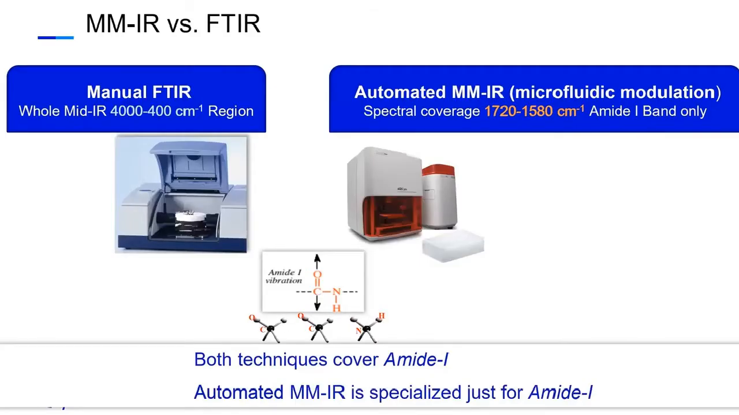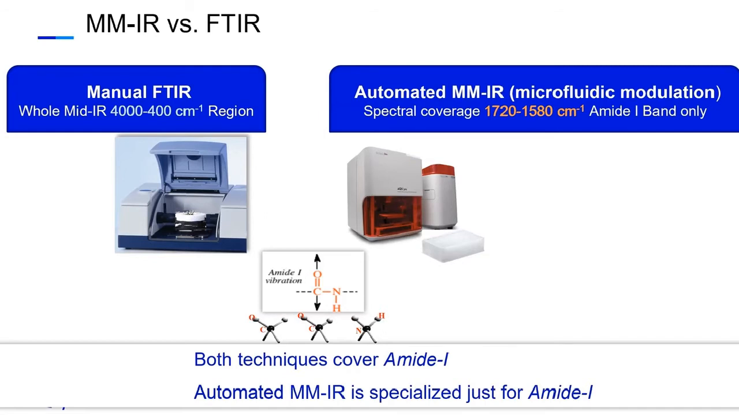MMIR versus FTIR. The cartoon at the bottom shows that the amide I bonds vibrate in different ways, stretching of the carbonyl group or binding mode of the secondary amine NH group. FTIR and MMIR both techniques cover amide I.